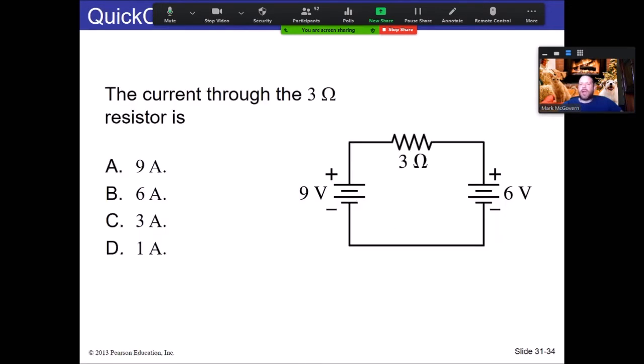So let's talk about one right now. What do you think's going on with the current through this resistor here? We happen to have two batteries. We have a 3 ohm resistor. What do you think is the current going to be through this resistor? I'm going to step away for a minute because I need my drawing pad, and I don't know where it is. I think I do. But put a letter in chat. I'll be back in like 15 seconds.